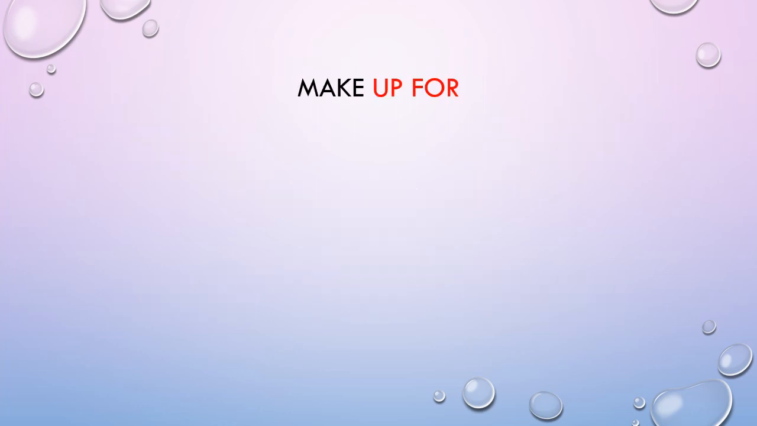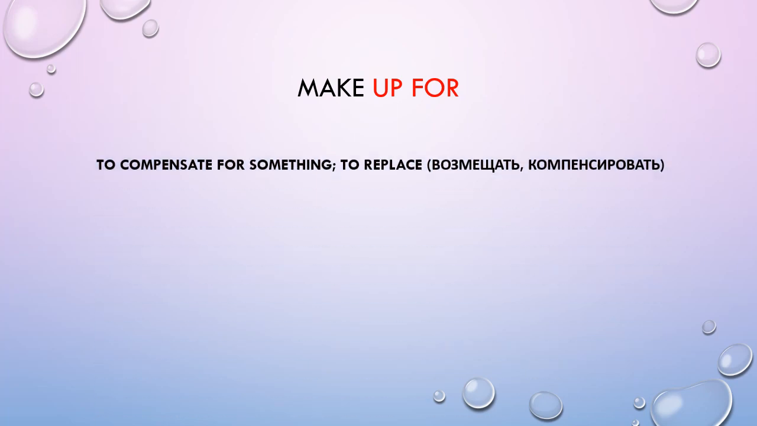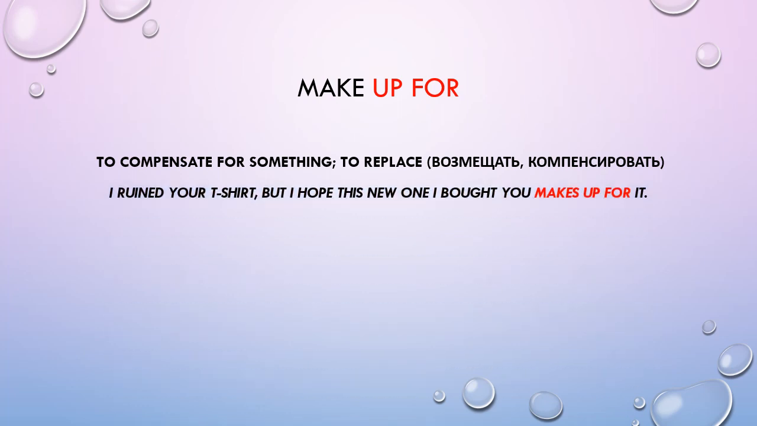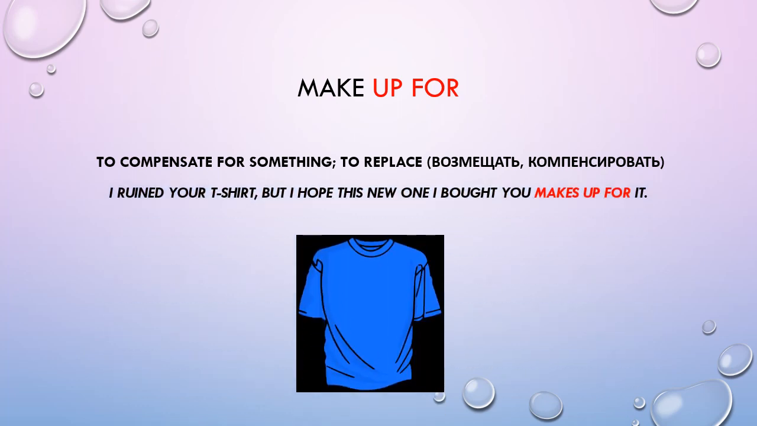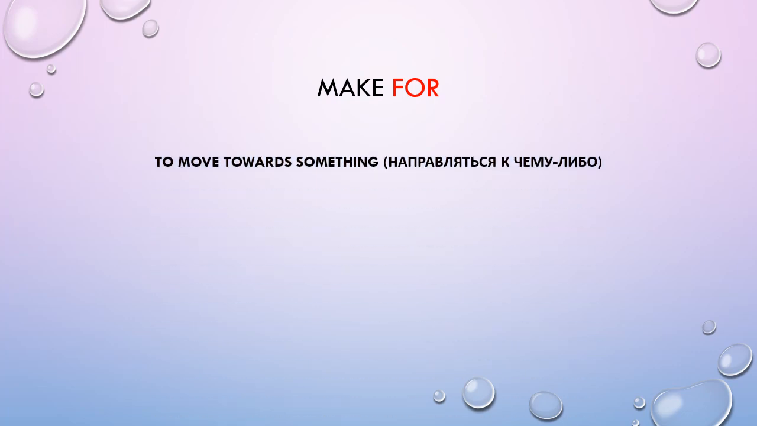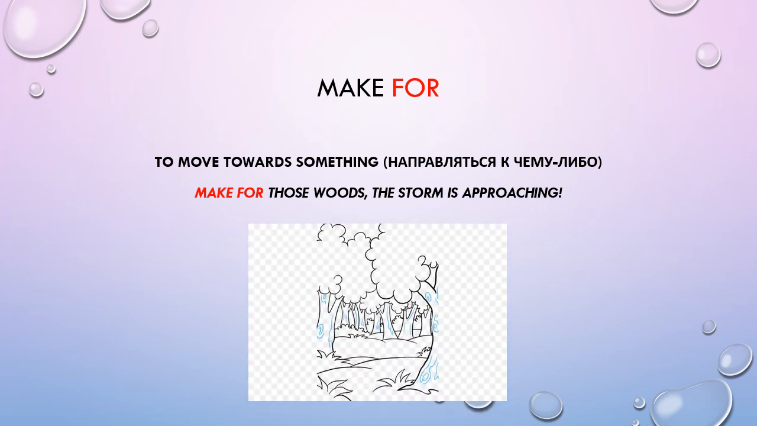The first phrasal verb is make up for. It means to compensate for something or to replace. In Russian we say возмещать, компенсировать. For example, I ruined your t-shirt, but I hope this new one I bought you makes up for it. The phrasal verb make for has the meaning to move towards something, направляться к чему-либо. For example, make for those boots, the storm is approaching.